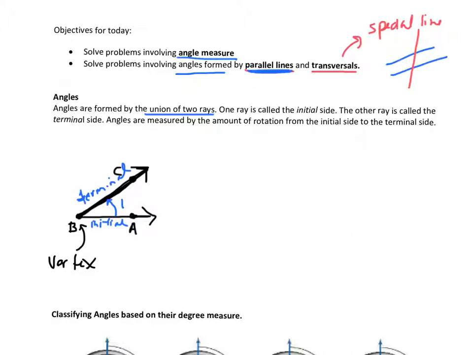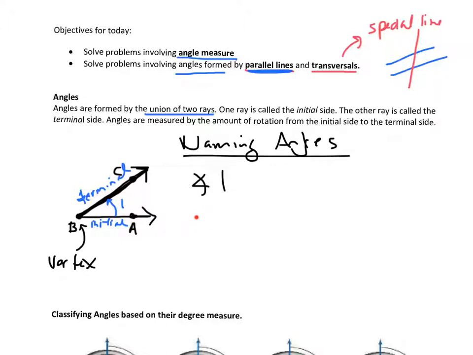The angles are measured by the amount of rotation from the initial to the terminal side. We can use a protractor to measure this, which we'll do in a bit. But one thing I want to talk about is naming angles. There are a lot of different ways of naming angles. This angle, we can say angle 1. This is the symbol for angle. Sometimes it looks like a little inequality sign, but sometimes that looks like an L, so we usually draw the little arc so we won't get confused.